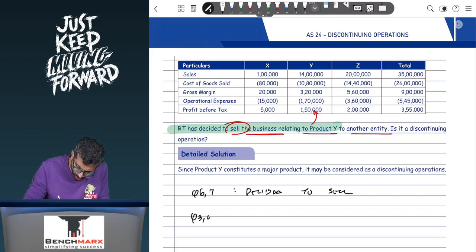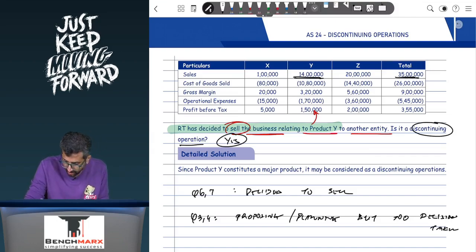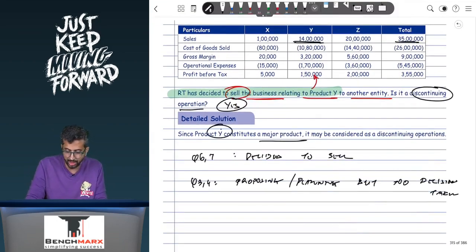in question 3 and 4, we are proposing / planning, but no resolution / decision still taken. So that is the difference. Is it a discontinuing operation? Well, yes. If Y is a separate major line, well, it seems to be a major line. It has 14 lakhs out of 35 lakhs. It's a fairly big component, and hence Y constitutes a major product. It will be considered as a discontinuing operation.